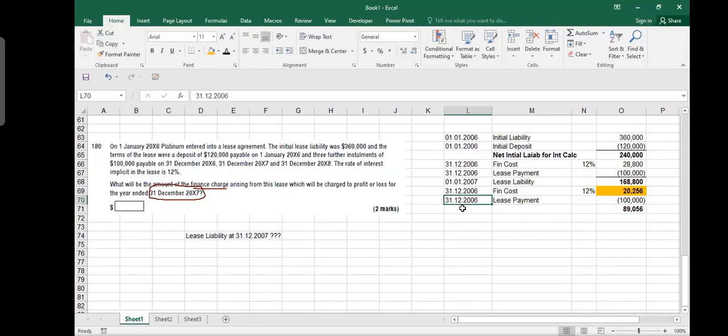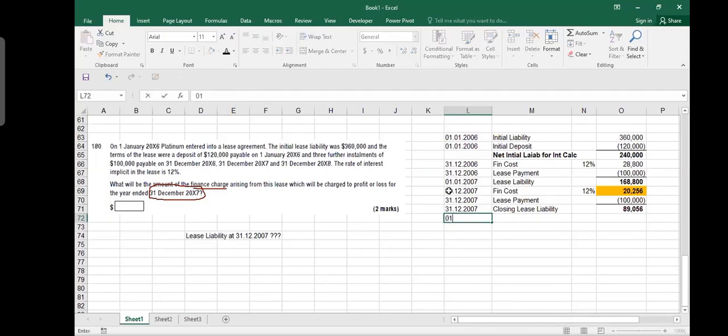Okay, the question is solved. I just want to show you something. So this is your lease liability on which date? This is your lease liability on 31st December 2006. I would call it closing lease liability. Now, if I move on, by the way, I'm sorry, this is 2007. All these dates are 2007.